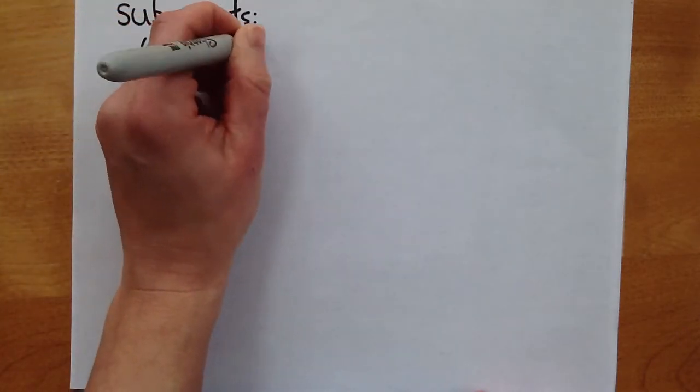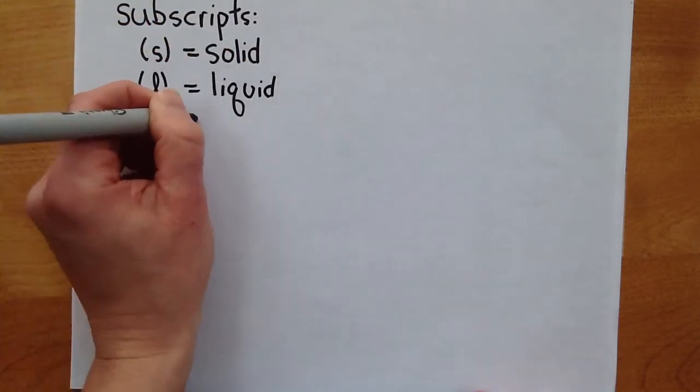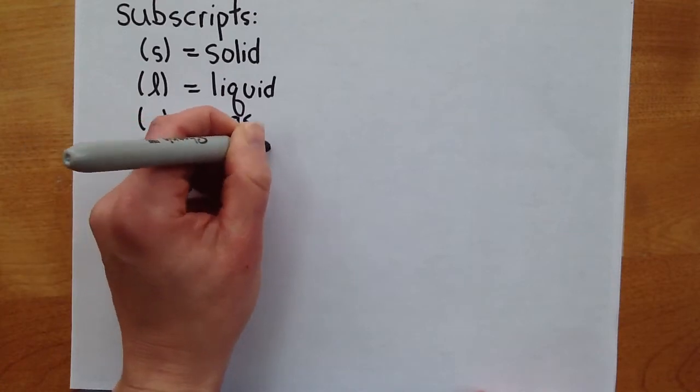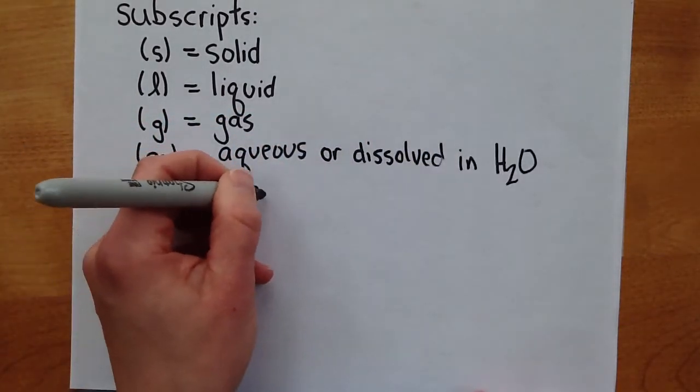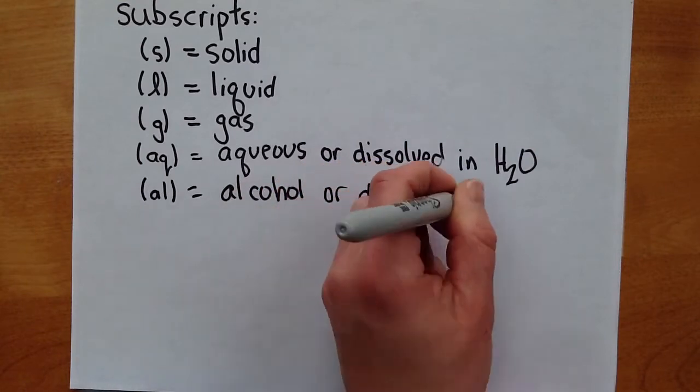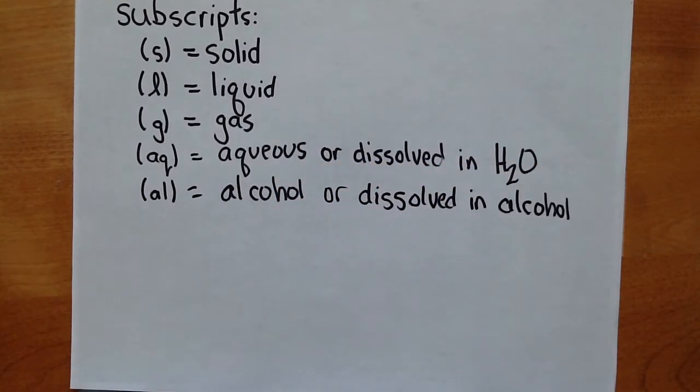Subscripts are small letters written beside the chemical formula. AQ represents aqueous, meaning the substance is dissolved in water, whereas AL represents alcohol and that the substance has been dissolved in an alcohol.